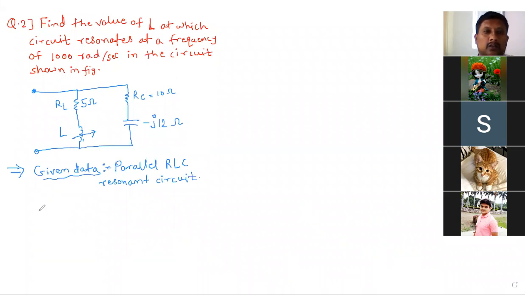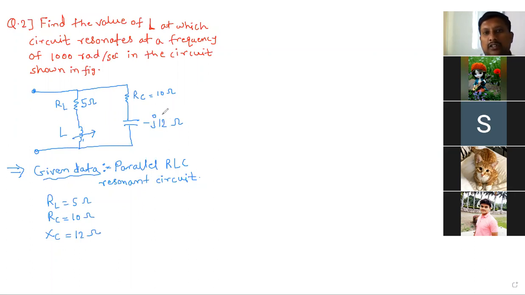Now next one. What are the values given? RL is equal to 5 ohm. RC is equal to 10 ohm. Minus J12 means what? XC is given. XC is equal to what? 12 ohm.